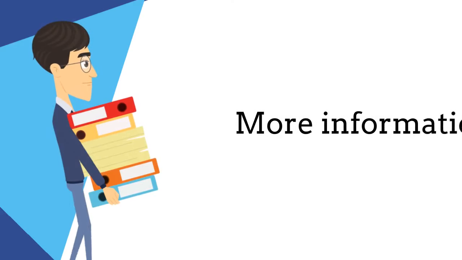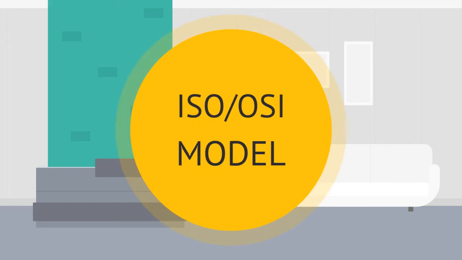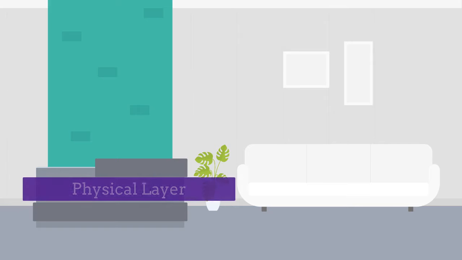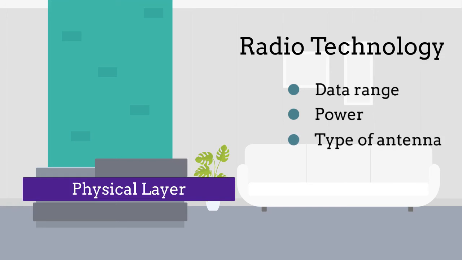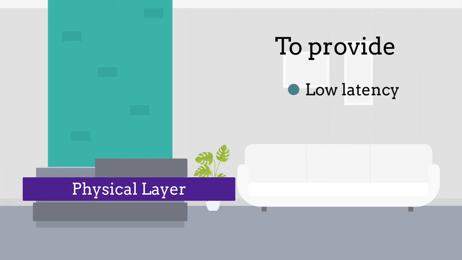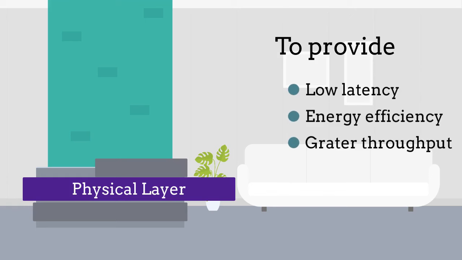A little bit more information. We will see the mesh network from the OSI model point of view. The elements of a wireless mesh network span a wide range of the OSI model. Beginning from the physical layer, where it is necessary to choose the correct radio technology considering the data range, power consumption and the type of antenna, in order to provide low latency, energy efficiency and greater throughput.